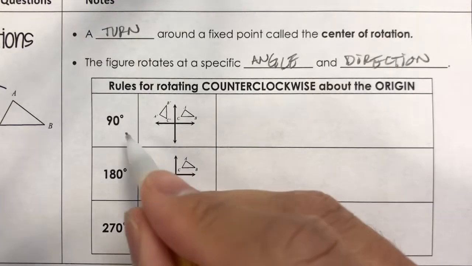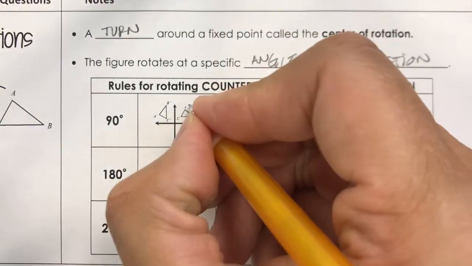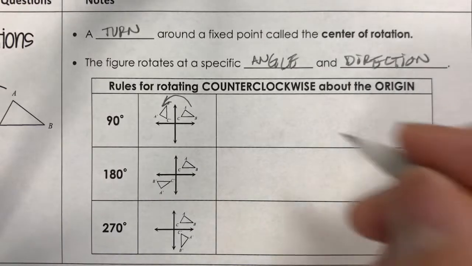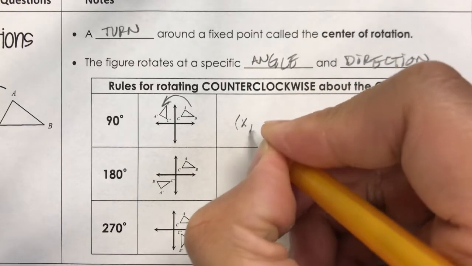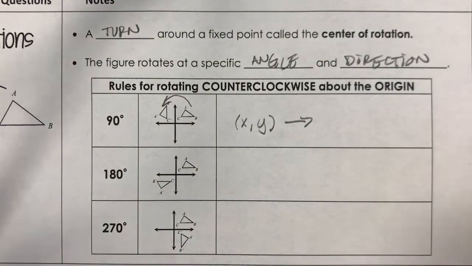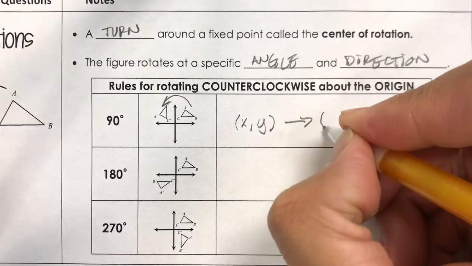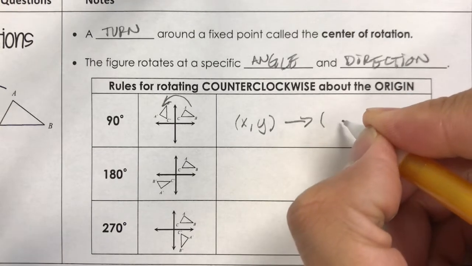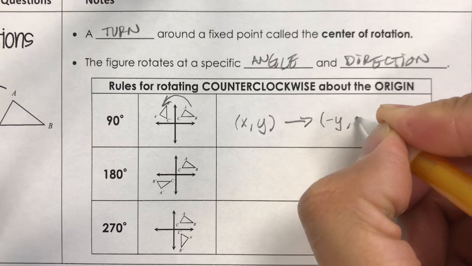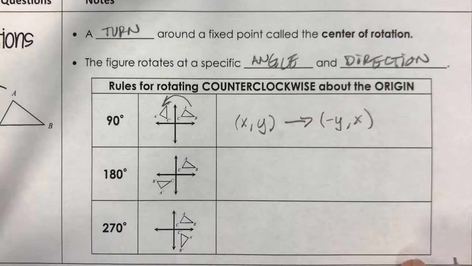And so 90 degrees counterclockwise, that means we're going in that direction to the left. If we want to do that, we're going to take every point, and to find the image points, we are going to flip-flop the x and y, and we're going to make the y negative. And again, we'll use these rules as we go through the examples.